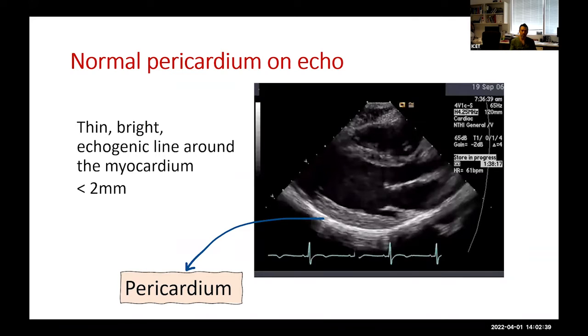Just as a quick reminder, a normal pericardium on echo is a thin, bright line around the myocardium, and it should be less than 2 millimeters in depth. So when you're looking at an image like this, characteristically in the parasternal long, you have to be careful that you don't have your gain turned up too high in the far field. Otherwise, it might give you a false impression of how bright the pericardial line is.